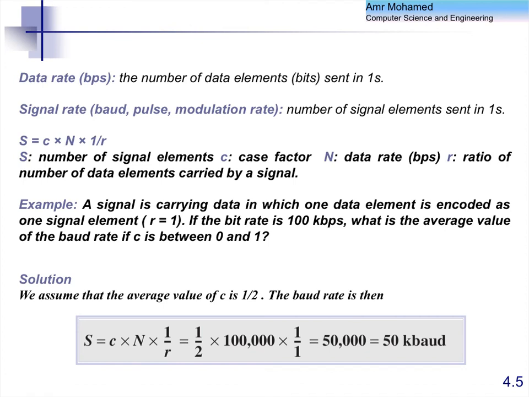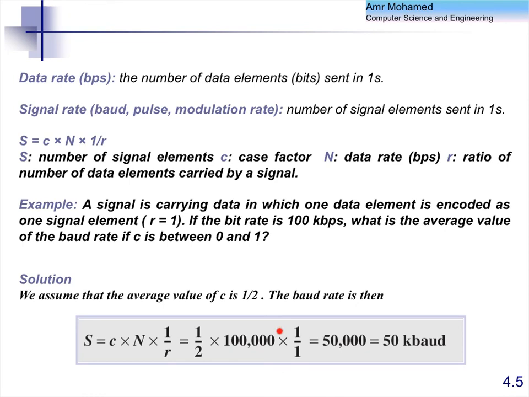And if we were to assume the simplest example, this is the simplest example. N is 100 kilobits per second, and C is half, and R is 1. R is 1 meaning what? One data element corresponds to one signal element, which is the example that we talked about before. One of the simplest examples that we talked about before. A digital signal represented by one bit represented by one signal element. What is the baud rate here?